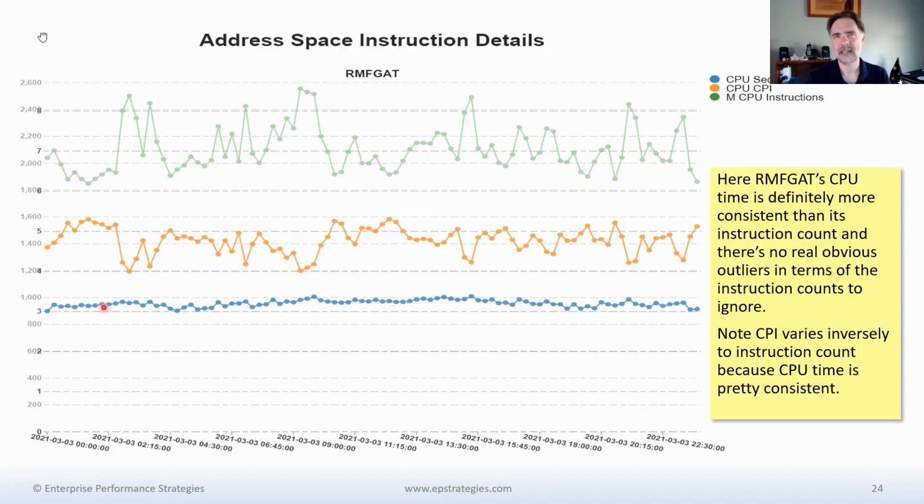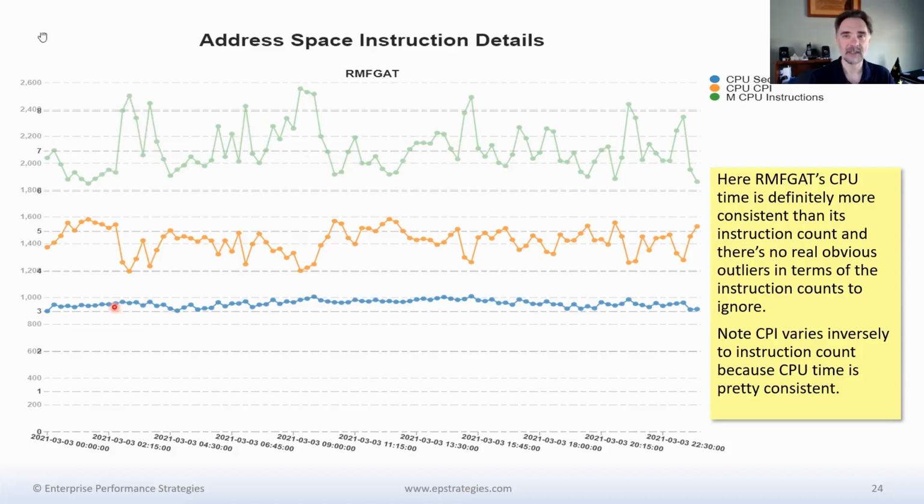And we kind of expect that, right? I mean, it's going to change a little bit based on the number of address spaces and the amount of active work units on the system. So we do expect some variability in CPU time, but it's fairly consistent throughout the day. In contrast, the green up here is the millions of CPU instructions that were executed during that interval. And you can see the instruction count recorded for RMFGAT is quite variable throughout the day.